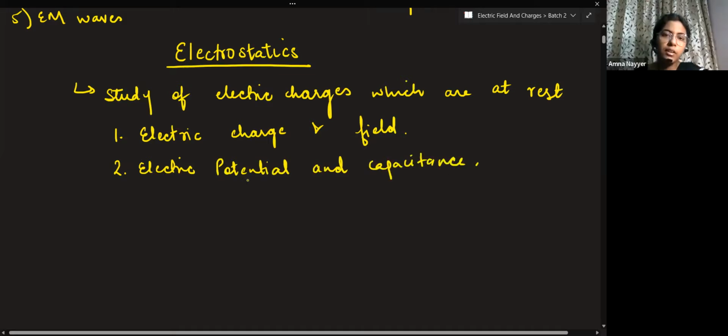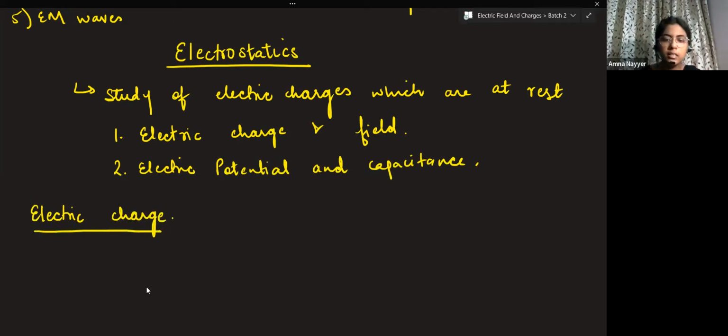Now see, whenever we begin with electric charge and field, the first thing we should know is what is meant by electric charge. You all are aware of charges already. You know what charges are. So just tell me, write me over here, according to you what is electric charge? What do you think is meant by electric charge? You are already aware of this term.